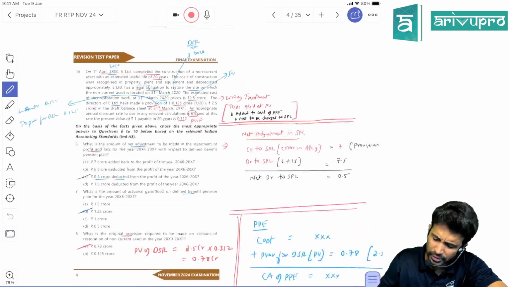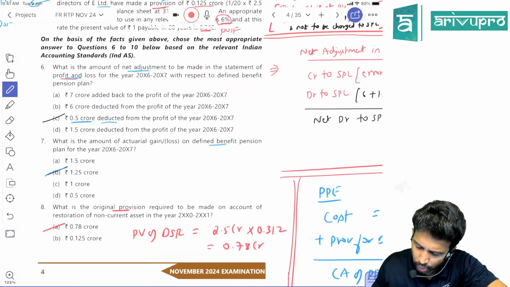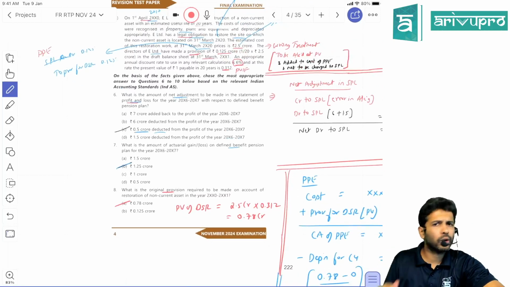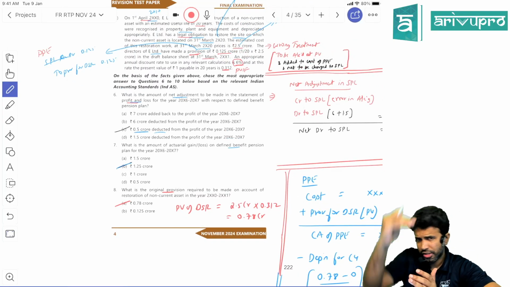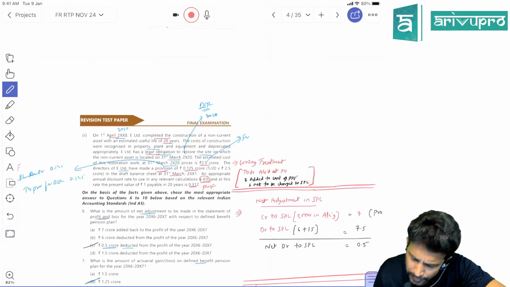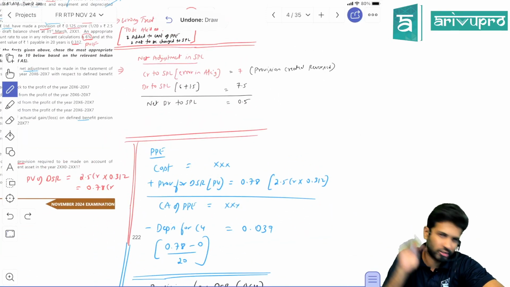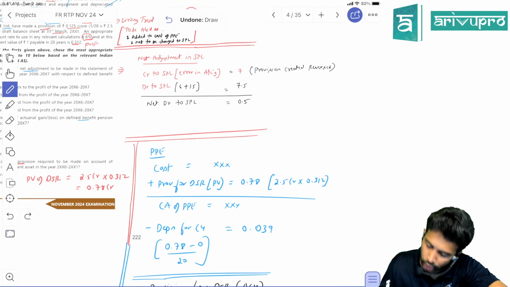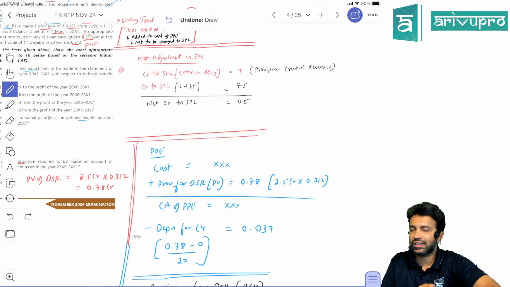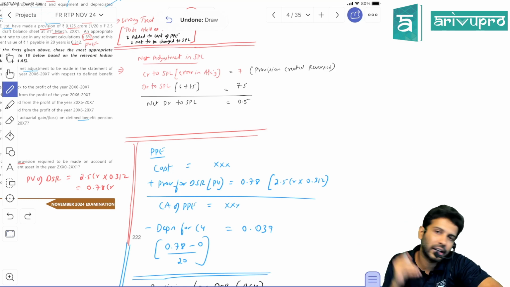Let's see what the requirement is. What is the original amount of provision required? If you just run through this data, is the PPE cost given? No. So you'll write cost of construction as XXX because it's not given in the question. Since the provision for DSR cost can be capitalized, we will add it to the cost of PPE.